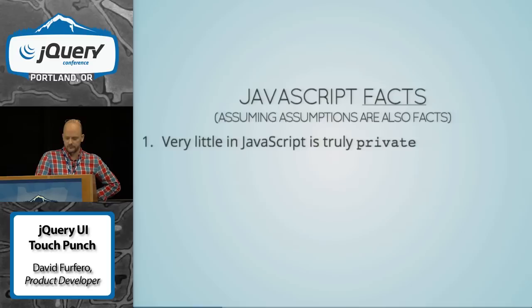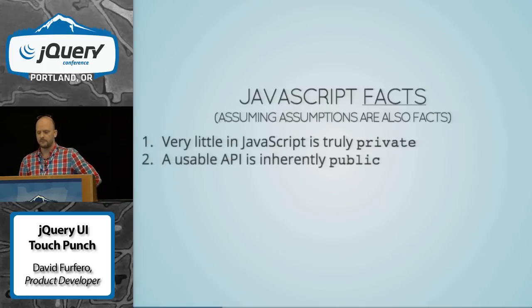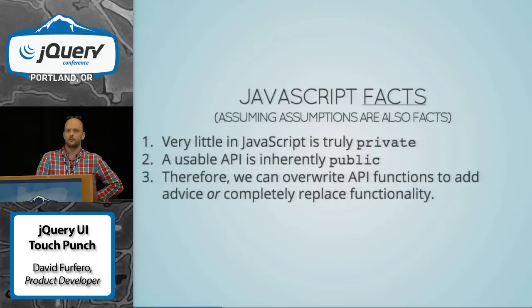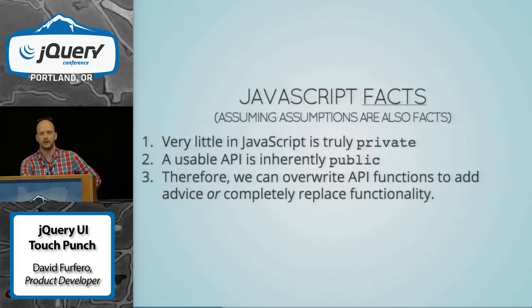So here are some facts. Very little in JavaScript is actually private. You get some privacy enclosures, but if you really want to make a usable API, it has to be exposed to the public. And if it's in the public, that means that we can overwrite the API functions and add advice or just completely replace functionality. If you want to see a great example of a jQuery plugin that duck punches, take a look at MockJax. It allows you to override the native AJAX functionality so that, as a front-end developer, you can go ahead and work while your back-end developers write your services. You can work with some stubbed out code.